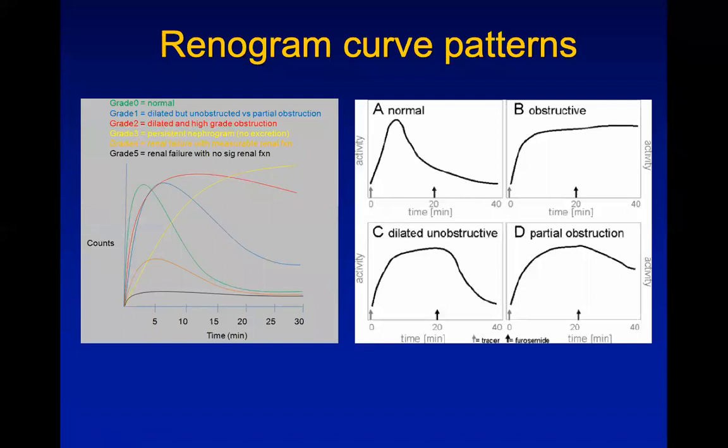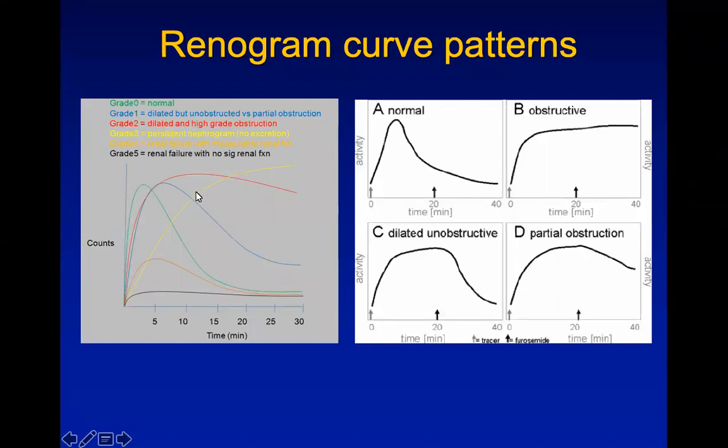The grade 1, which is the blue curve here on the left side, is the dilated but unobstructed, versus partial obstruction. Now D here is a partial obstruction. It rises, it flattens out, it starts coming down, but it has not come down as it has in A. It has not remained a plateau formation as in B. It's somewhere in between A and B, so this is a partial obstructive pattern.